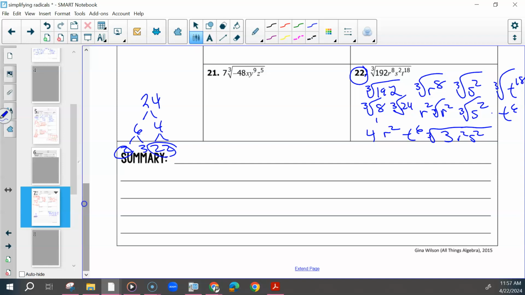Do we have any other questions? What's the exponent of t? 6. Is that what you're talking about? Yeah, I thought you had to divide by 2. So in the cube root, you divide by 3.